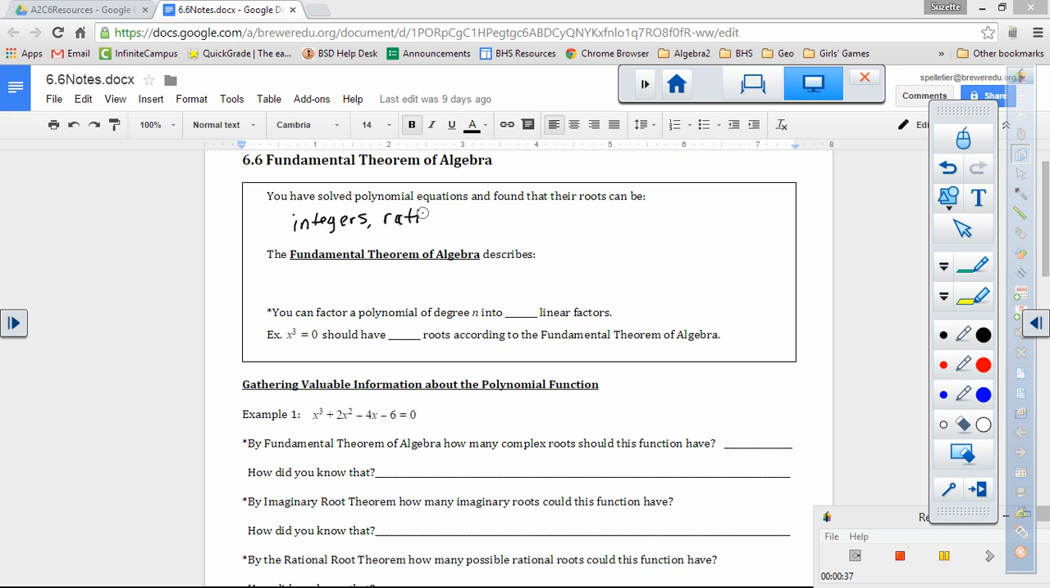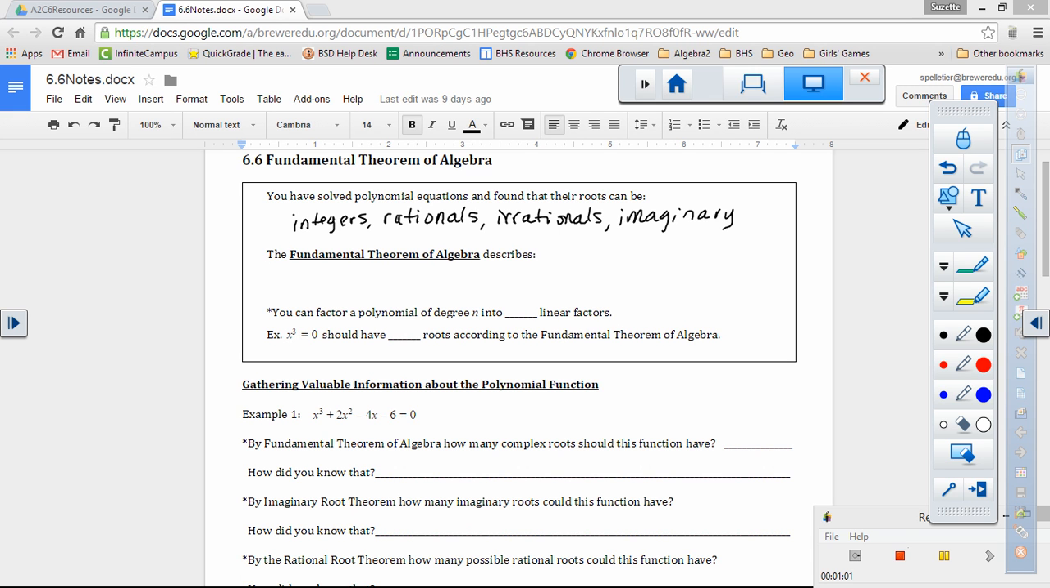So you have solved polynomial equations and found that their roots can be, and our possibilities here are, integers, rationals, irrationals, and imaginary. All kinds of possibilities for the different kinds of roots we can have.